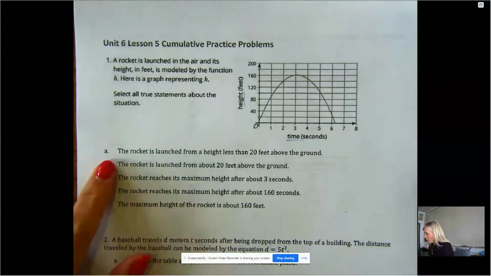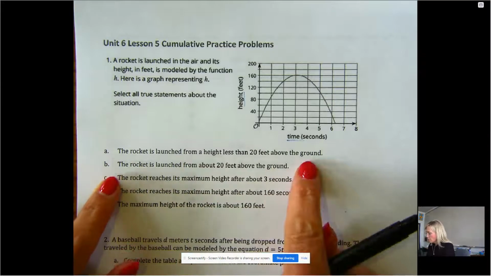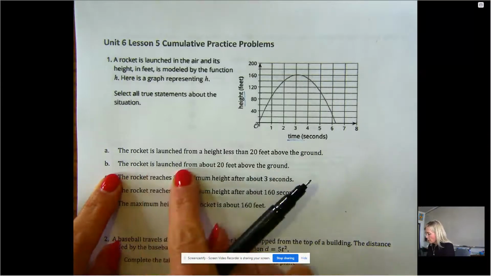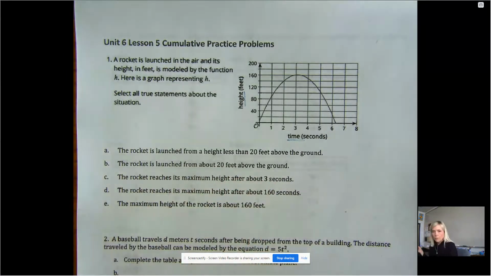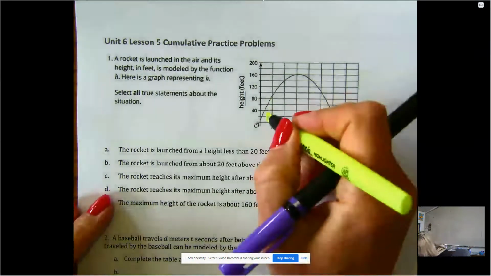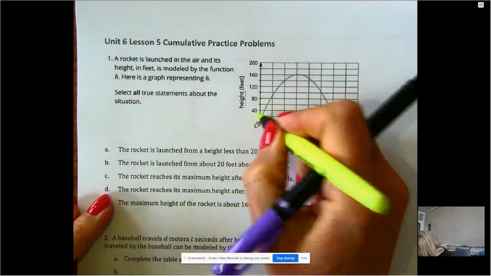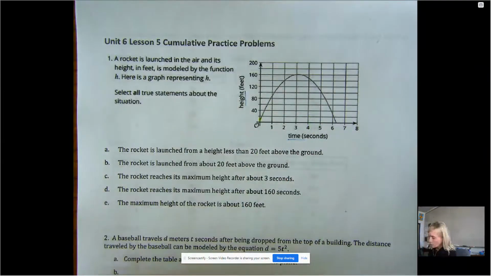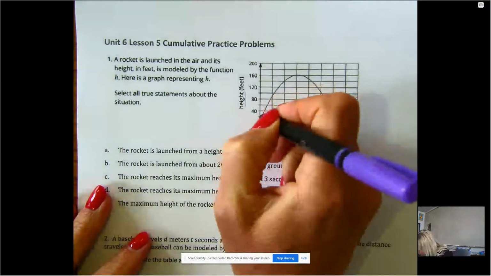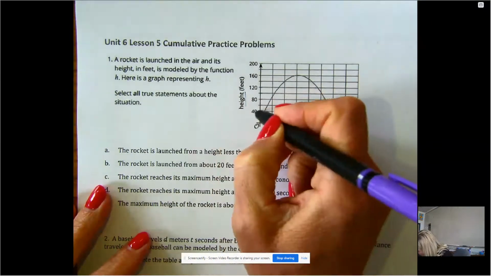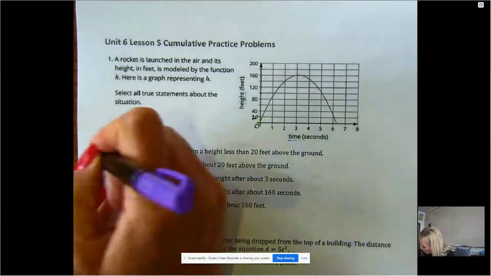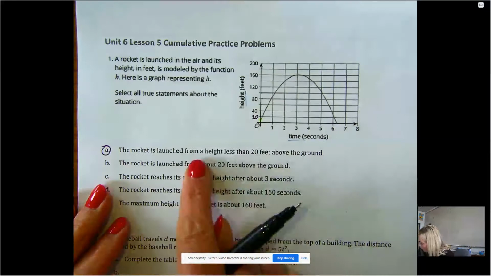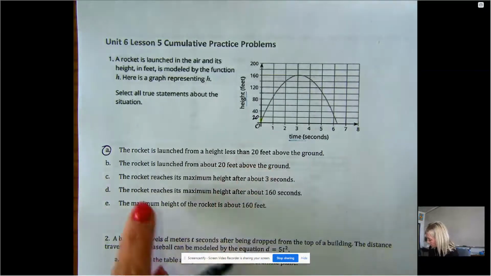So first, A, the rocket is launched from a height less than 20 feet above the ground, versus B, the rocket is launched from about 20 feet above the ground. So on the y-axis, or the vertical axis right here, is where the launch is. And it looks like it's actually less than 20 feet, because if this is 40, then 20 would be this line right here. And so we'll say A, that it was launched from a height less than 20 feet.